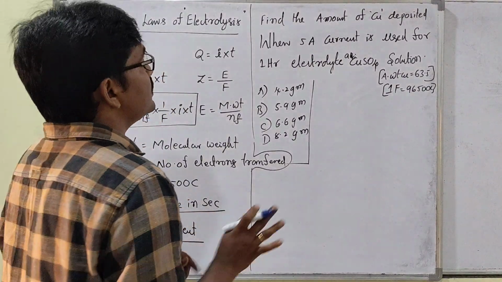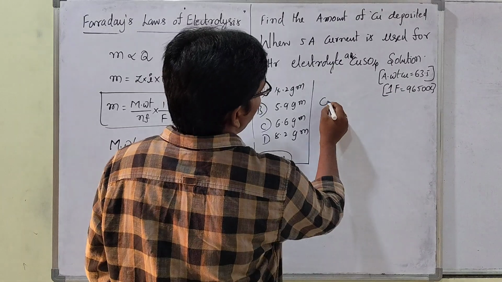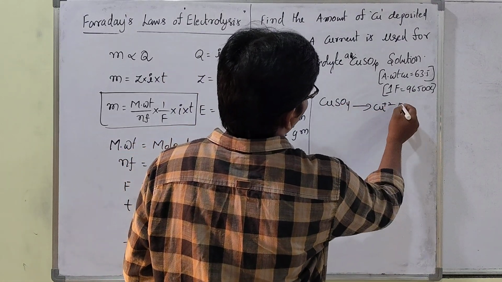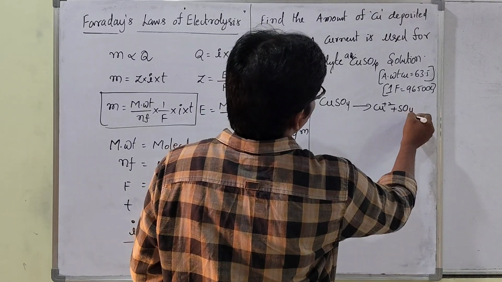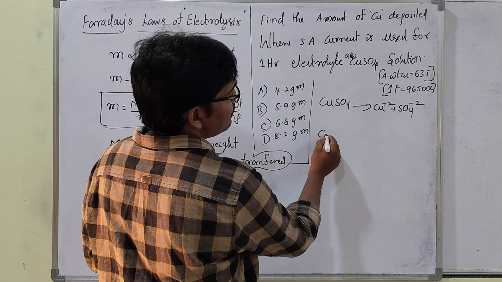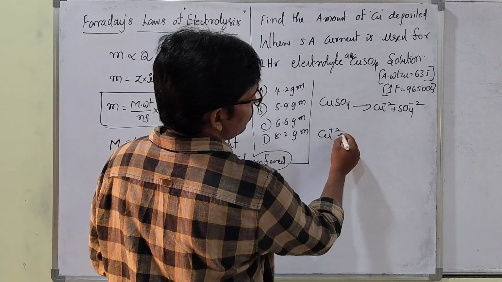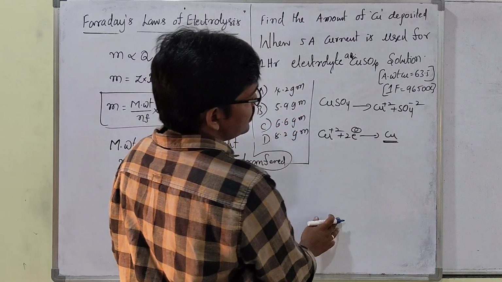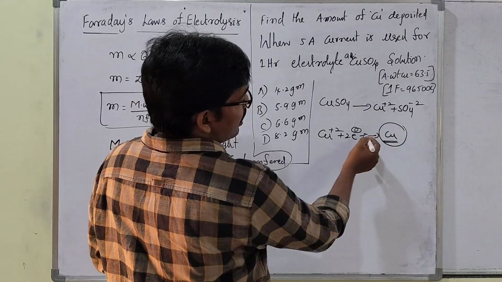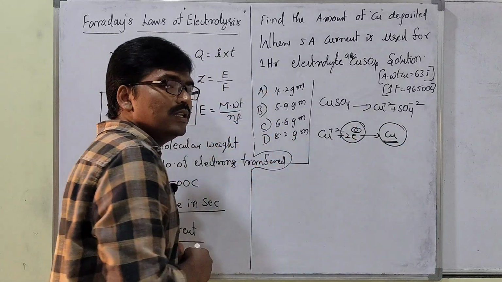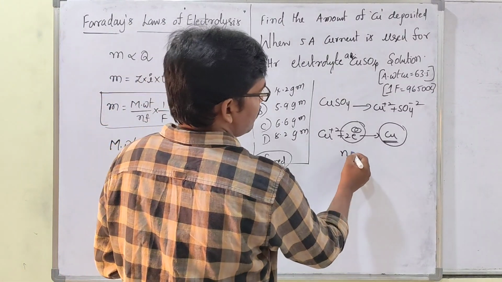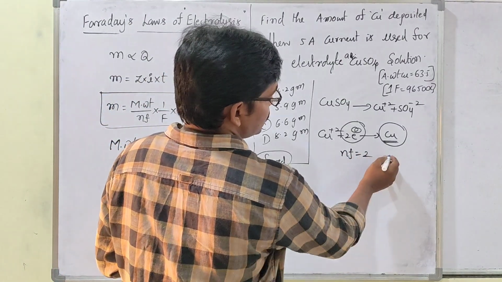Then N factor. How will it be understood? Copper sulfate solution will dissociate into Cu plus 2 and SO4 minus 2. For copper to be deposited, Cu plus 2 takes 2 electrons, then copper will be deposited like this. So for the deposition of copper, how many electrons are required? That we call N factor. Clear, all of you? So the number of electrons, that is 2.